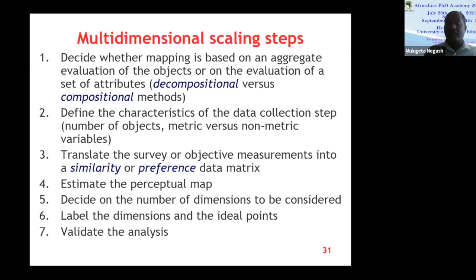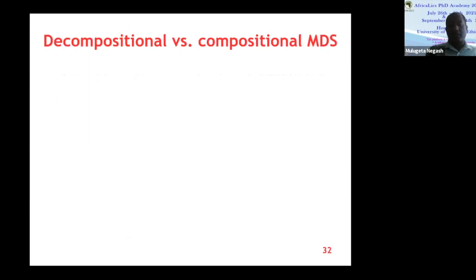Label means naming based on the characteristics of the question you have asked. You have to give a name for the dimension. For the X, you have to give a name. For the Y, you have to give a name. And you have to validate the analysis, whether the stress level, the goodness of it, the result you get from the analysis is acceptable or very poor, can be decided.